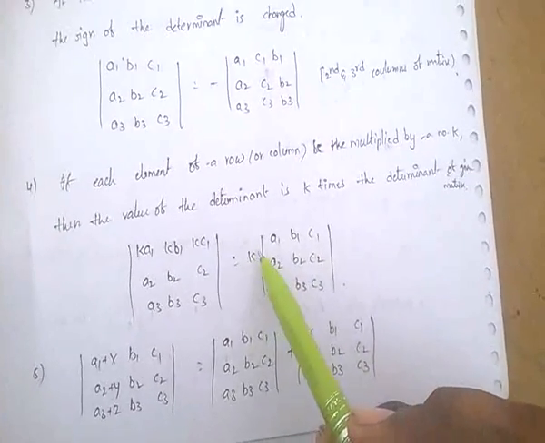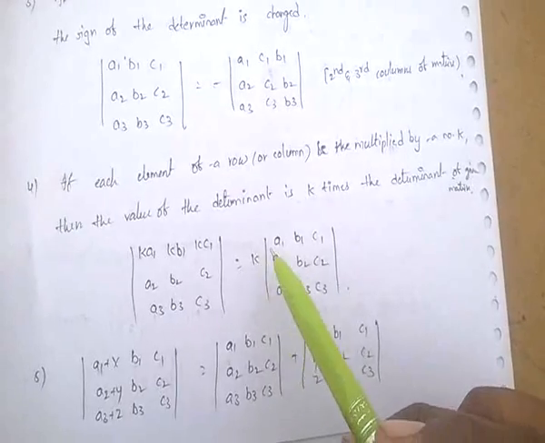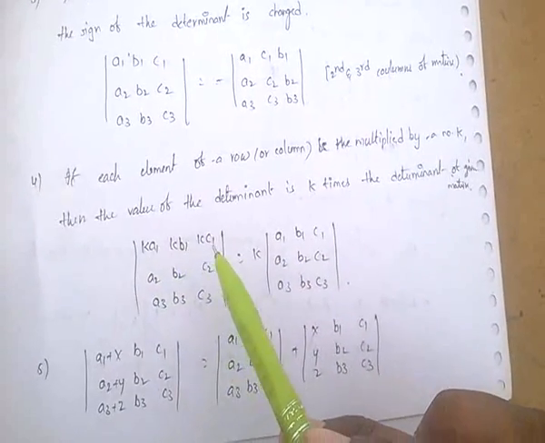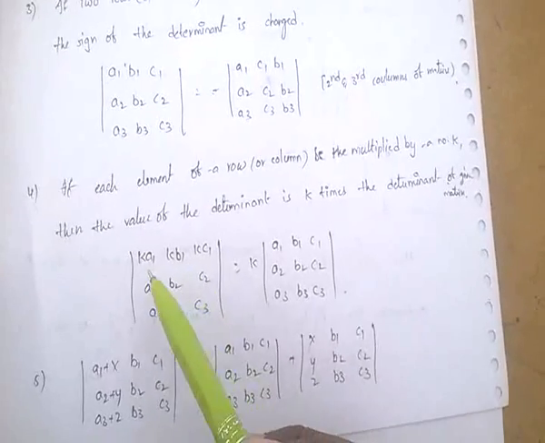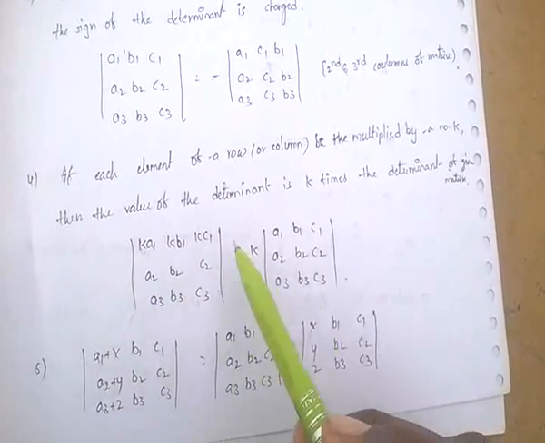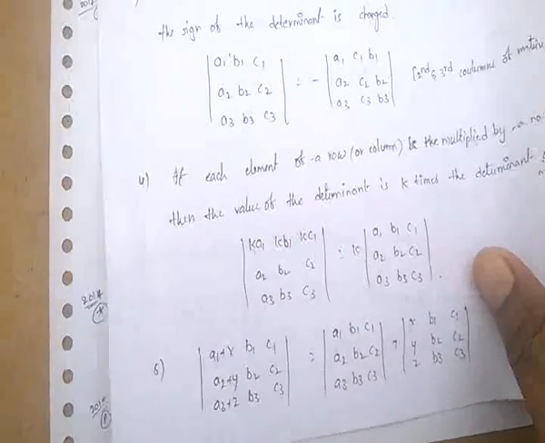This property: if every element of a row of the determinant is multiplied by k, that means k a1, k b1, k c1, then we can take k outside. Then it is k times the determinant a1 b1 c1, a2 b2 c2, a3 b3 c3. Okay, next one.